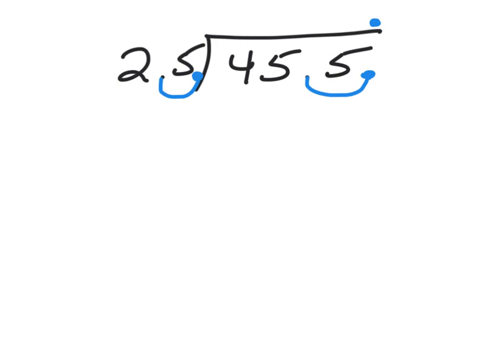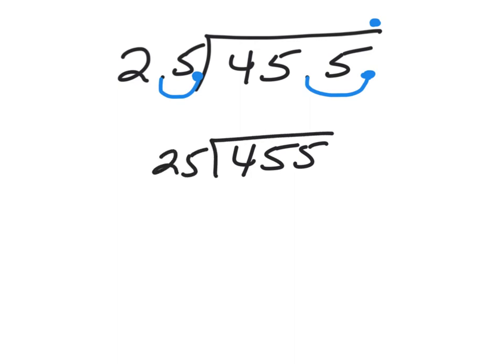I rewrite it as 455 divided by 25. My decimal is here and will also be here in the answer. If I start by dividing with decimals, I must show my remainder with decimals. So this means I have to do decimal division. Okay? So we just divide now.